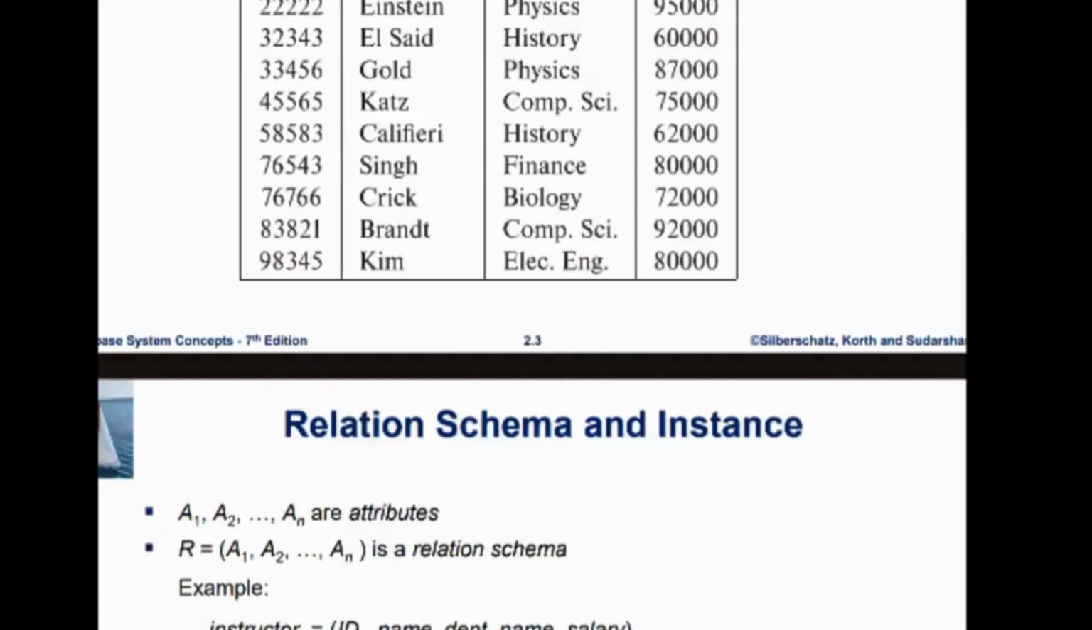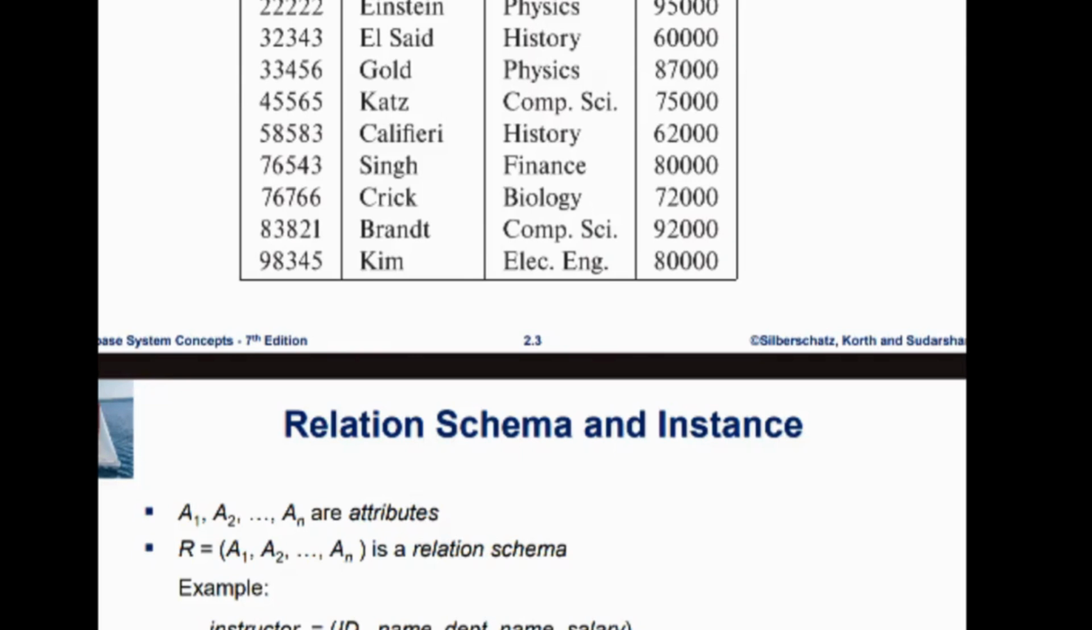I am going to share the screen. You can see the screen image is visible. Here we have a table with various attributes. Attributes are nothing but columns. Rows are nothing but tuples. Please keep that in mind.